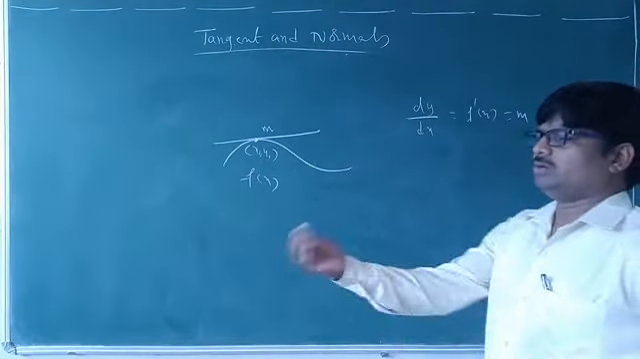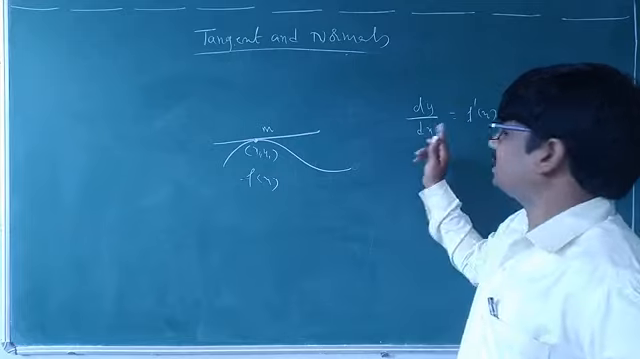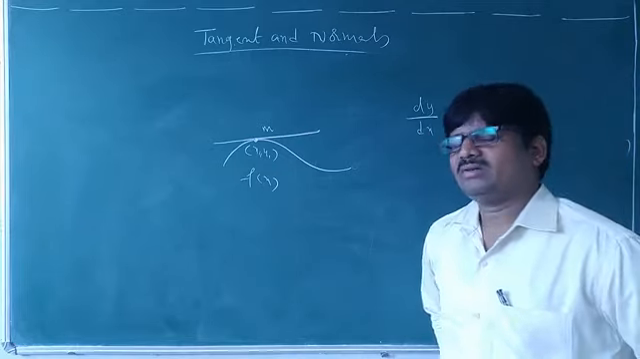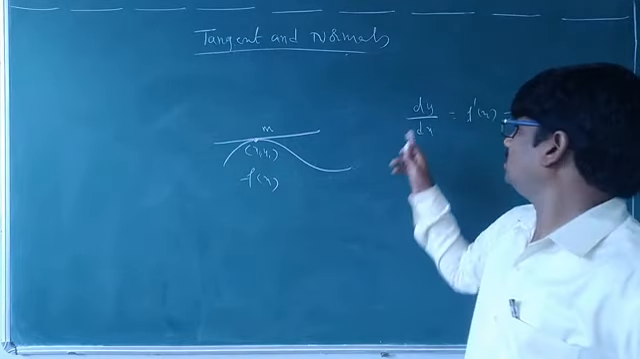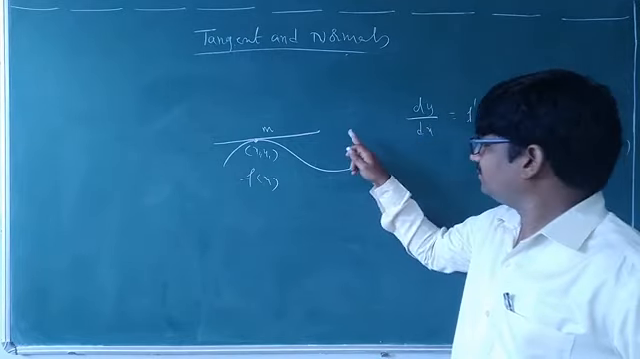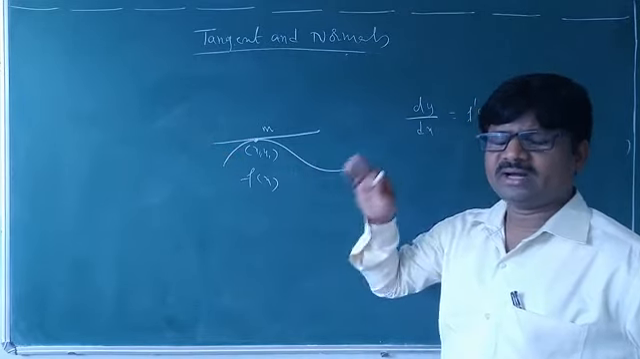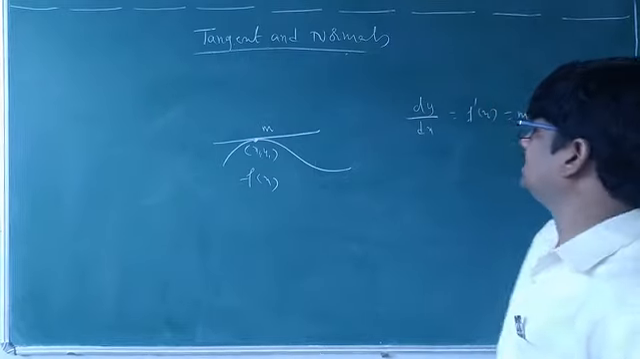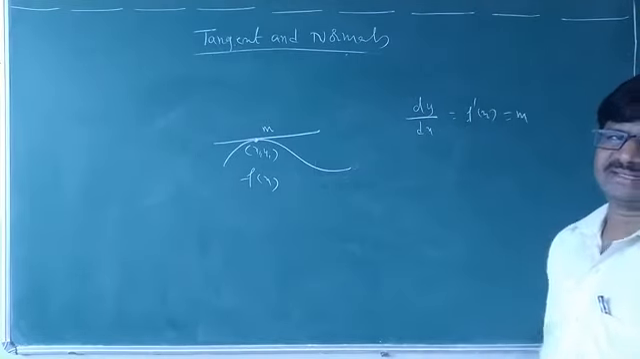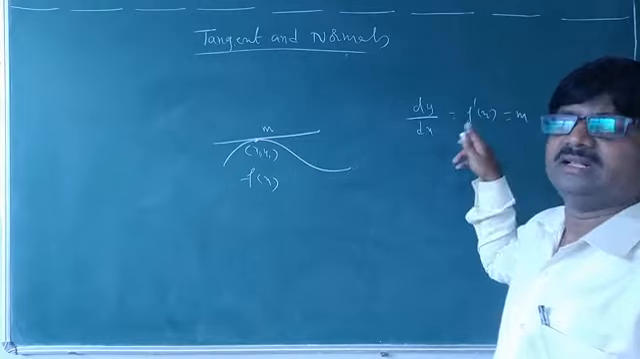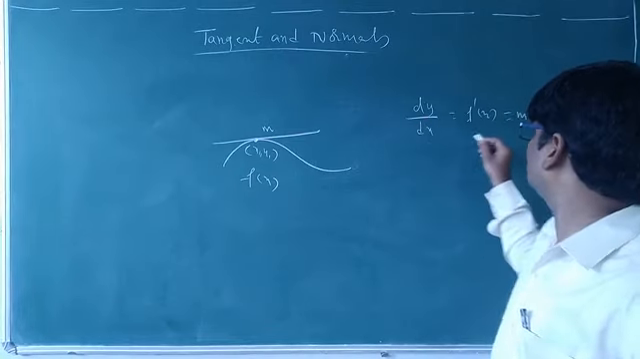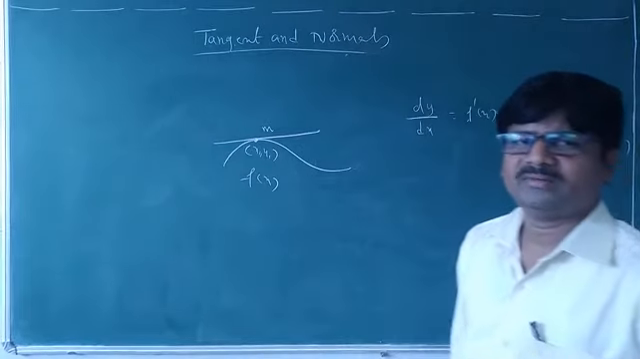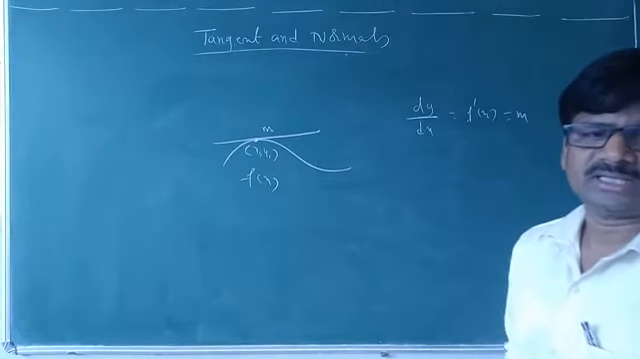Tomorrow I will explain briefly why we have to take dy by dx, and why we are taking the derivative as the slope of a tangent. Just listen here. dy by dx is equal to f dash of x. This dy by dx we have to treat as the slope of the straight line. Just remember this one.